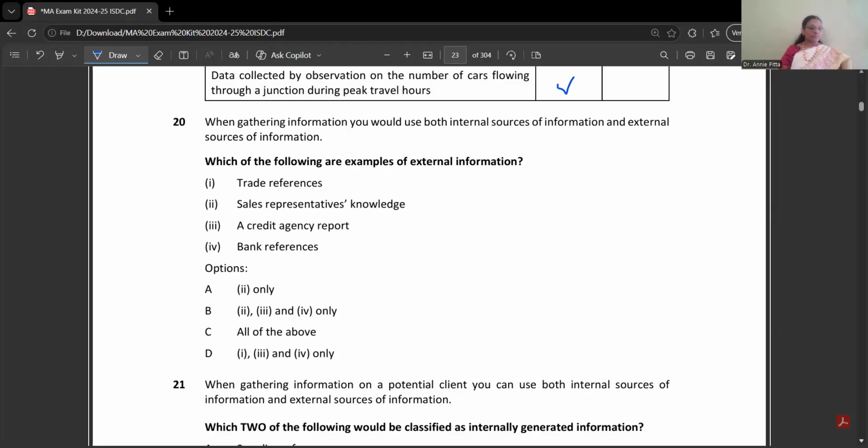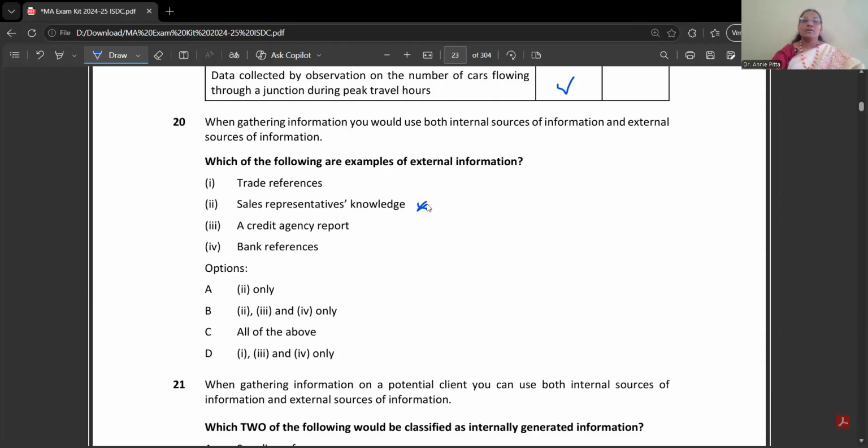So out of this, first we have to understand who among them is an external entity and who among them is an internal entity. Trade references, trade unions. Trade unions are an external entity. They are not part of the organization. Sales representative is an employee of the organization. Credit rating agency, which does the rating, rates the organization. So credit rating agency is an external entity and bank is definitely an external entity. So out of that, only one is someone internal in the organization.